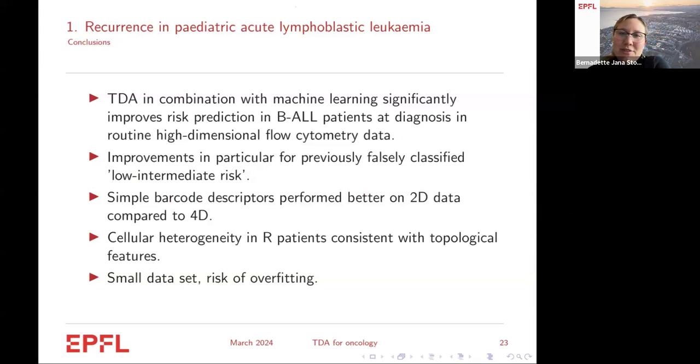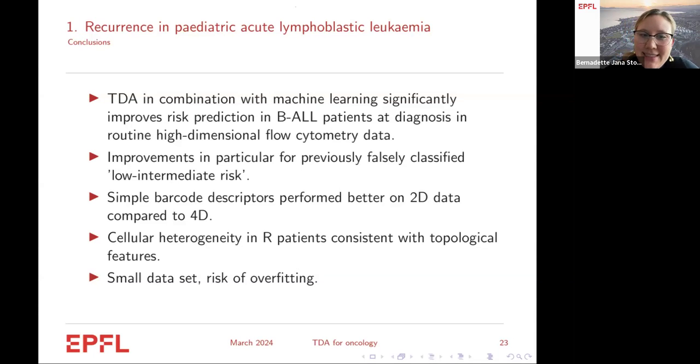So TDA in combination with machine learning really significantly improves the risk prediction, at least on this small data set, using data at diagnosis. So not at the time when these patients relapse, but really way before then. And what we also saw was that we, in particular, were able to improve this for patients that were previously falsely classified as being low to intermediate risk, but later relapsed. And this is actually a very high part of the relapsing patients. So I think it was about 87% of the relapsing patients had previously been told that they had low to intermediate risk. So this really makes a huge difference.